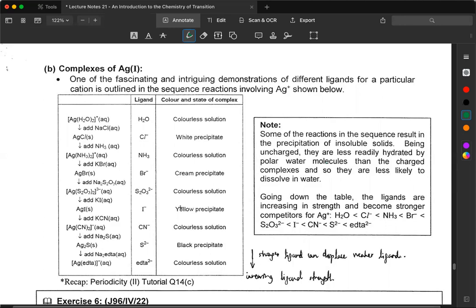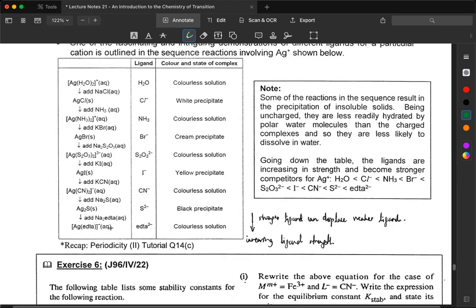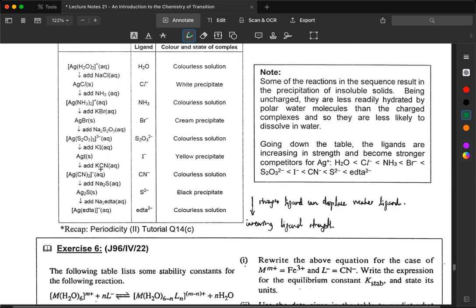But if you go down the table, the ligands are increasing in strength and become stronger competitors. So EDTA is the best. Being uncharged also means that they are less readily hydrated by water molecules. So you will need to add something else to have a reaction. When they form the precipitate, they are already uncharged, so they cannot be easily hydrated by water molecules. They cannot form ion-dipole interactions in that case.